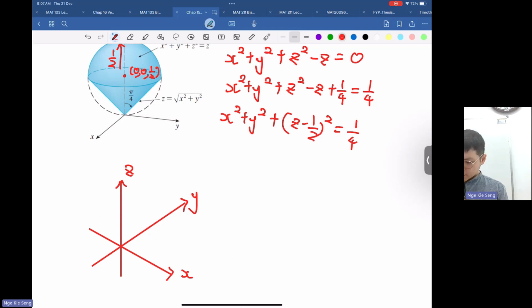Okay, so I need to pick some point from the xy plane. So let's pick 1, 1 here. This is the length of this vector here. So what's the z? For z, we take square root x squared plus y squared. So what's the height of 1, 1 in this case? Square root 2. So this is our new point.